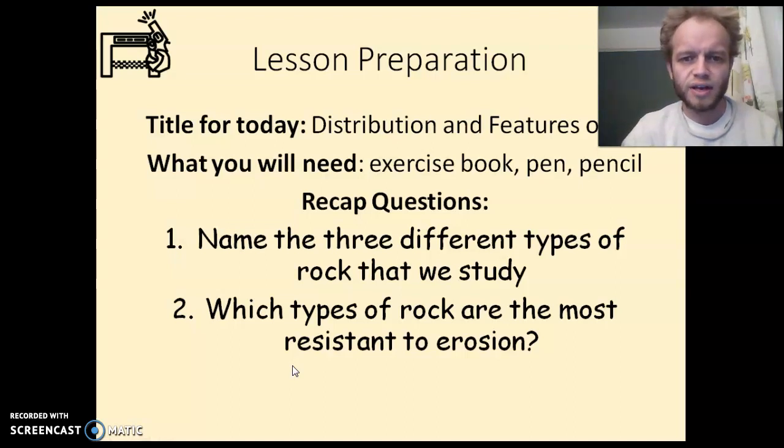First question is, name the 3 different types of rock that we study. Should be fairly straightforward. And then second is, which type of rock are the most resistant to erosion? Okay, so think about your rock cycle, think about some of the research that you've done as well. Use that.